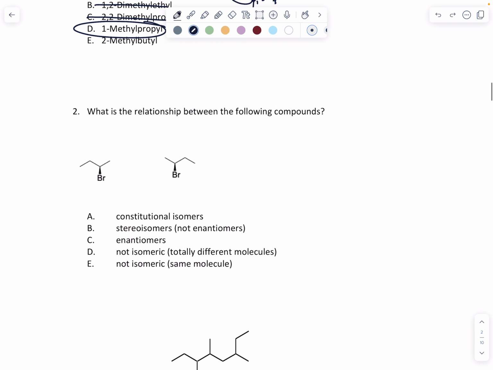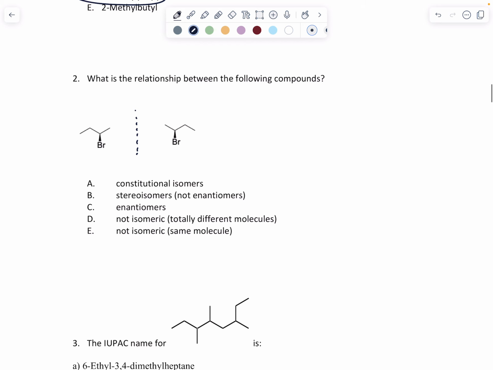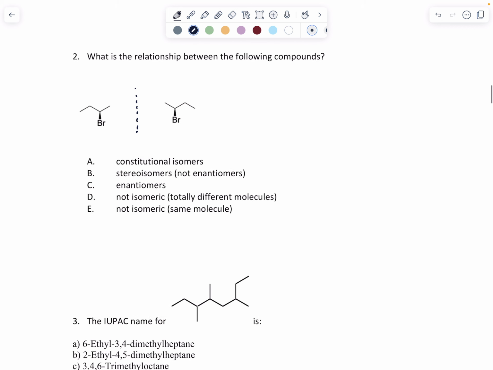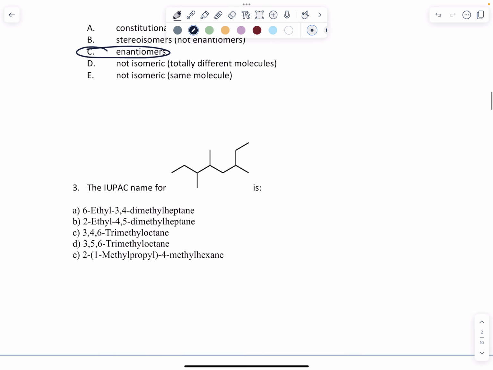Okay, the next one, what is the relationship between the following 2 compounds? So this is a mirror image, and if this is hard for you to see, you can imagine putting your hand thumbs up, and then the mirror image of your hand also thumbs up. Your thumbs both pointing up, like these bromines are both pointing up, is a mirror image. And then if you try to superimpose it on one another, it can't. So hopefully that can help you see. So these are enantiomers, non-superimposable mirror images.